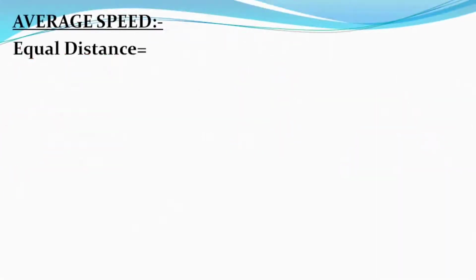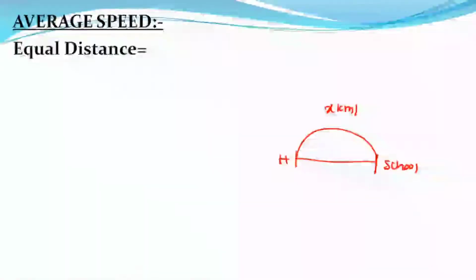Next formula, average speed. For example, house and school. A boy going to school with speed of x kilometer per hour and coming back to home with speed of y kilometer per hour. Then find the average speed.